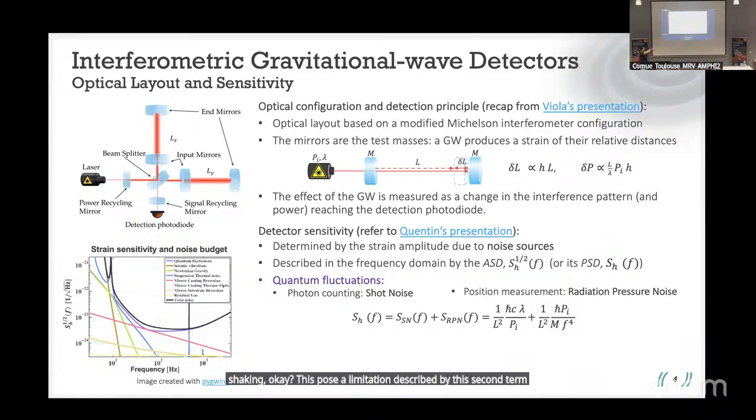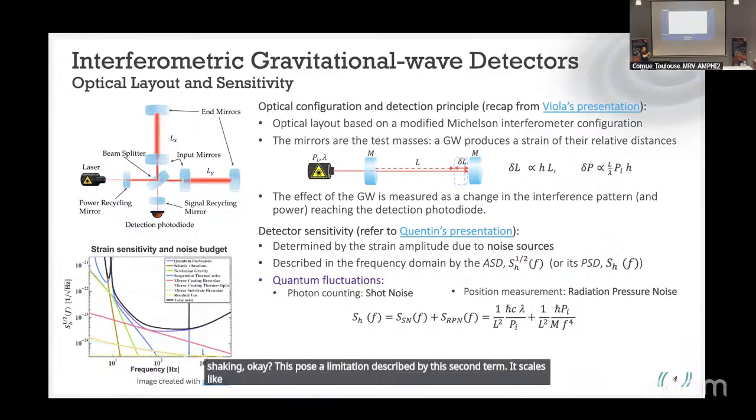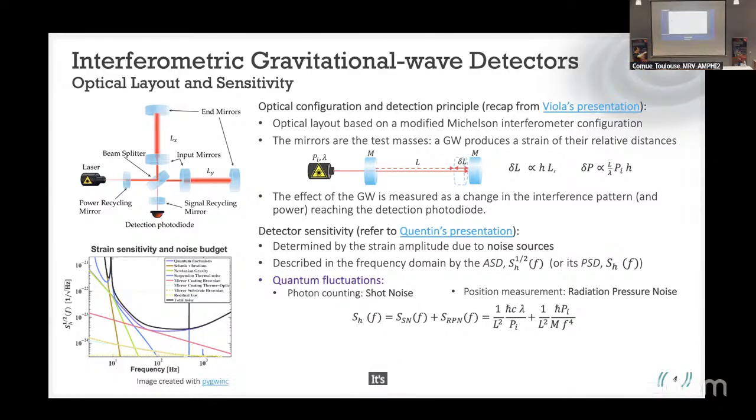It scales proportionally to the power. The larger the power hitting the mirrors, the larger the shaking of the mirror. And it scales like f to the -4. So it's kind of steep in these plots.